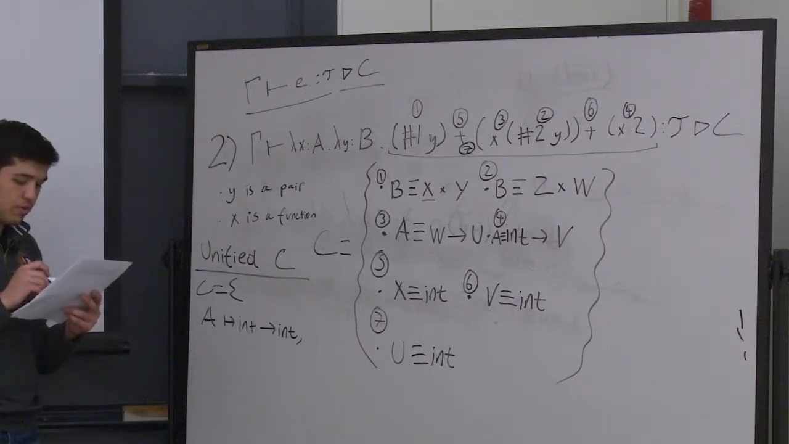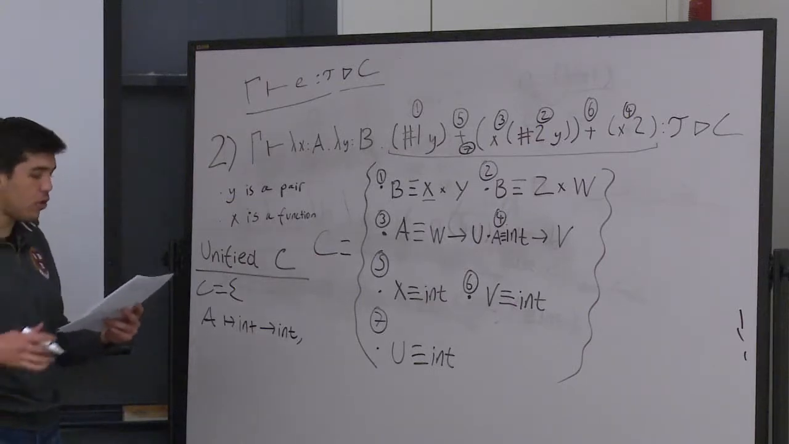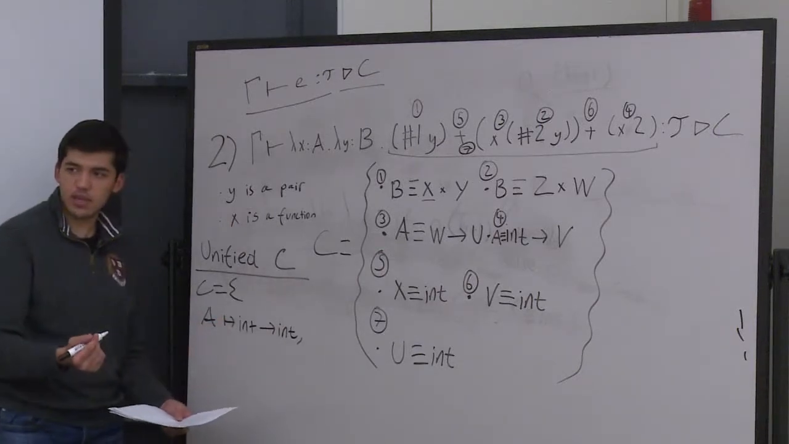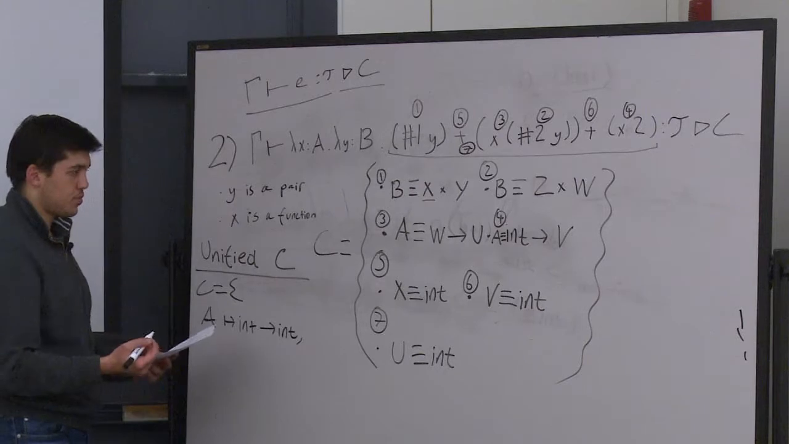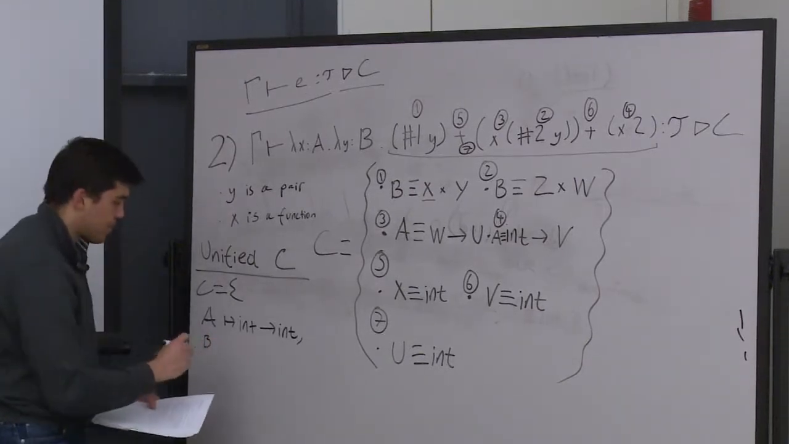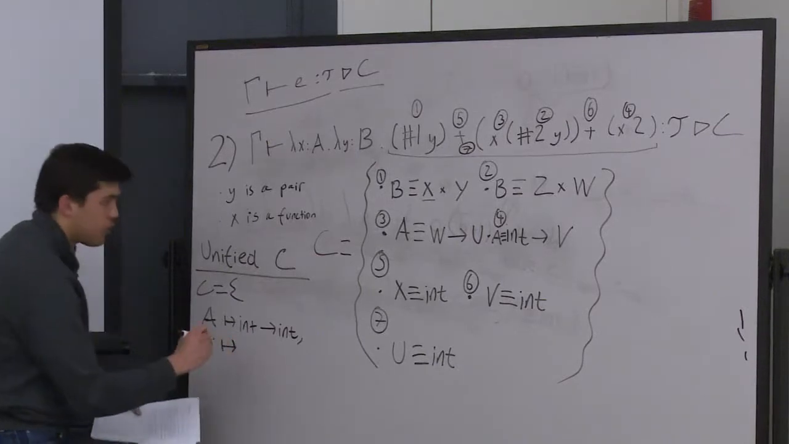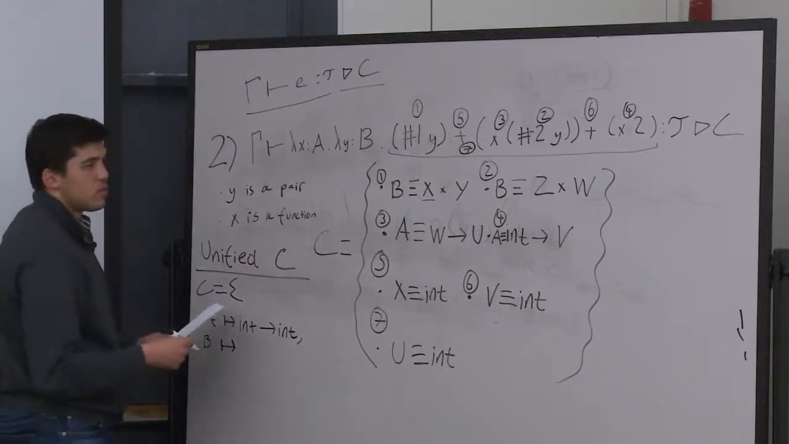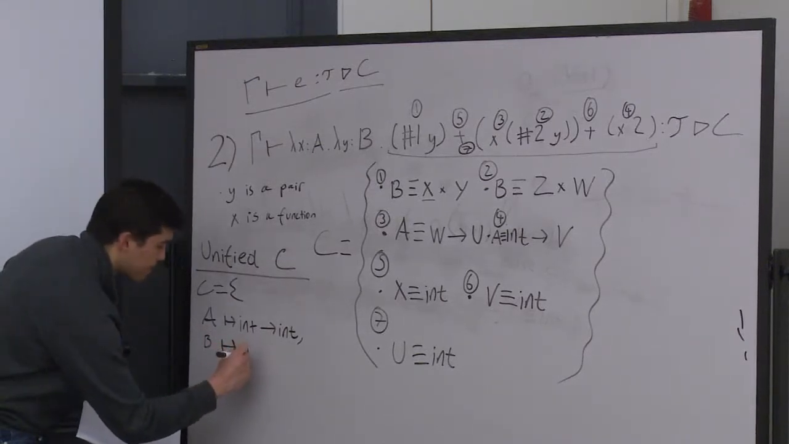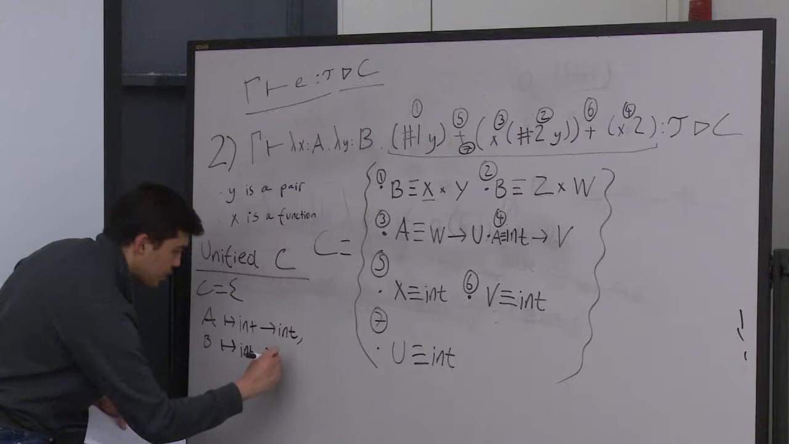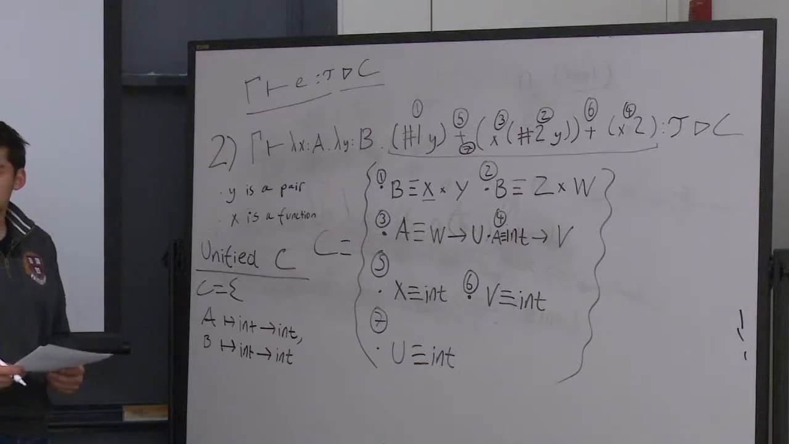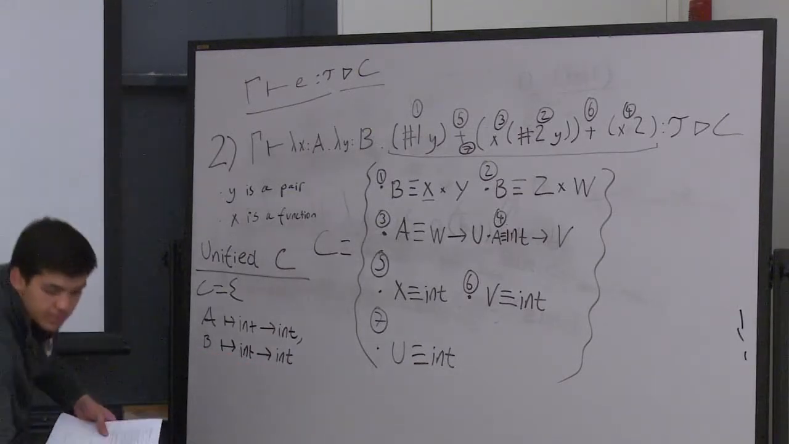We can just say all the combinations. There are 1, 2, 3, 4, 5, 6, 7, 8 of them, where you define all the types that we've defined. So we can go alphabetically. If A is int going to int, what is B? B would be, let's use W. And W we know is int from 3. And then we also know Z is the same thing as X, which is an int. So that's int cross int.